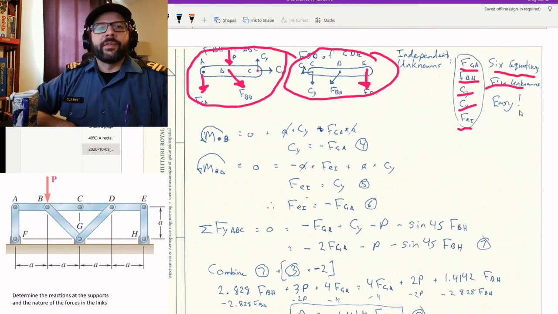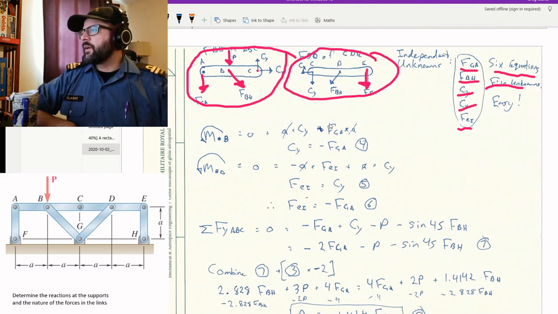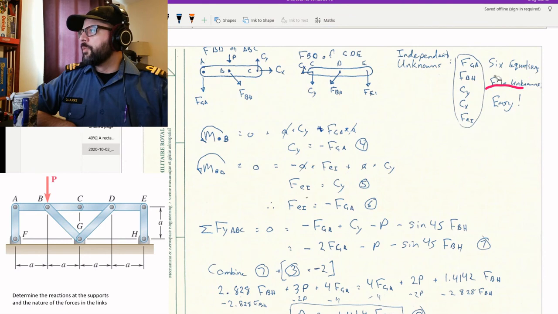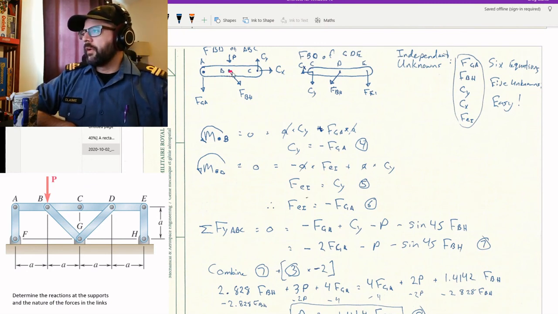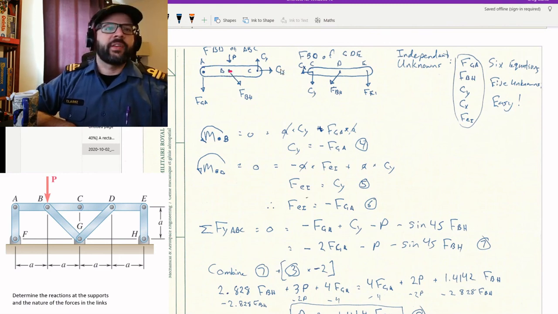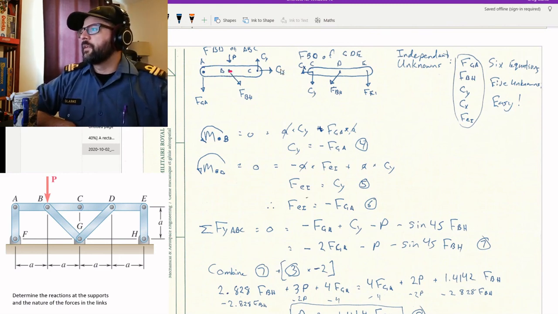All right, that's not too hard, right? So first, I'm going to start off by taking a moment about B here on the free body diagram ABC. I'm picking B because it's a spot where a lot of the numbers cancel out. P passes through it, BH passes through it, CX passes through it. So the only things that are going to end up on there are our FGA term and our CY term.